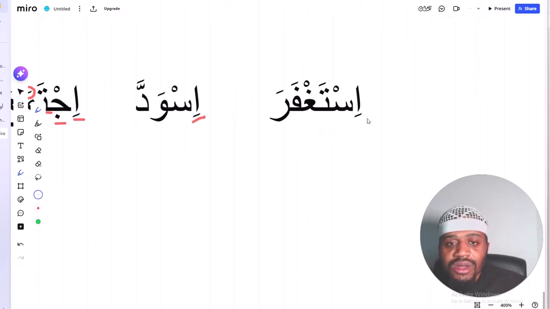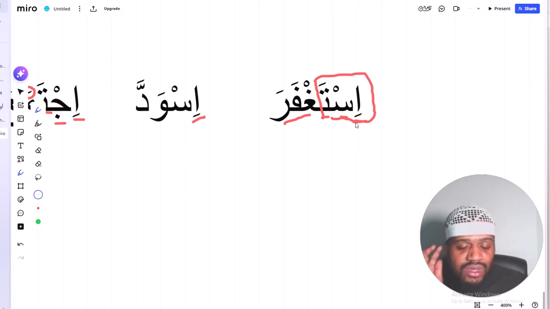Look at the last example now. Istaghfara. We have hamza, sin and ta. These three are additional letters, and the original word is ghafara, okay, which means to forgive. So we're going to look at the fa here. Because fa has a fatha on it, we're going to pronounce hamza with kasra, and this is how you figure out the middle letter of the original word in the Quran, so you can pronounce Hamzatul Wasl correctly.